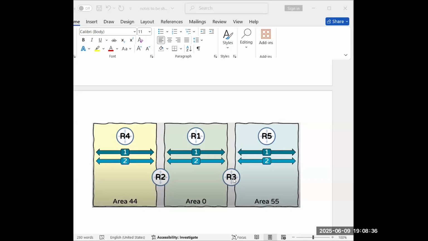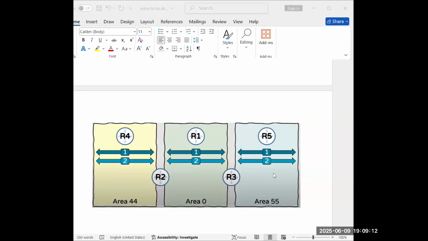This ABR router is again going to send R5's information in type 1, type 2, type 3 to this area and to this area as well. So finally, the R4 router knows all the routing information about R5, and R5 in turn knows all the information about R4 as well. How is this happening? Because of type 3 LSA.